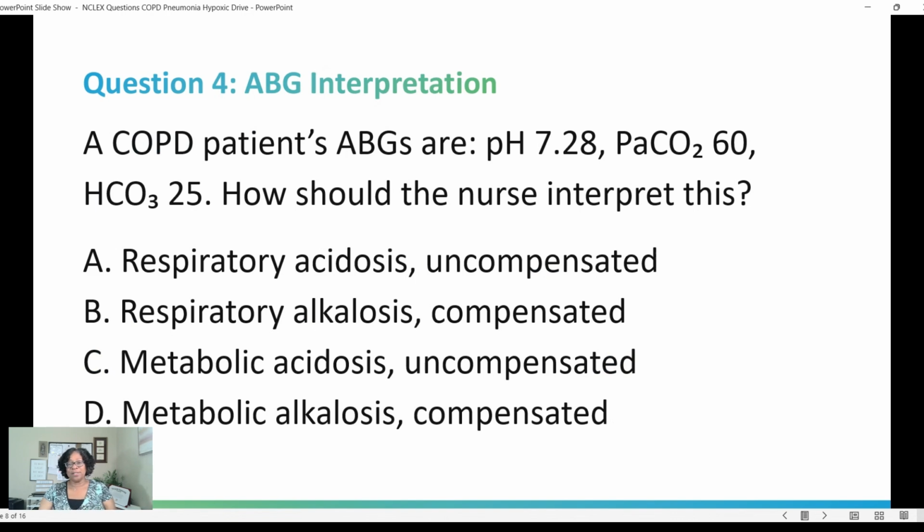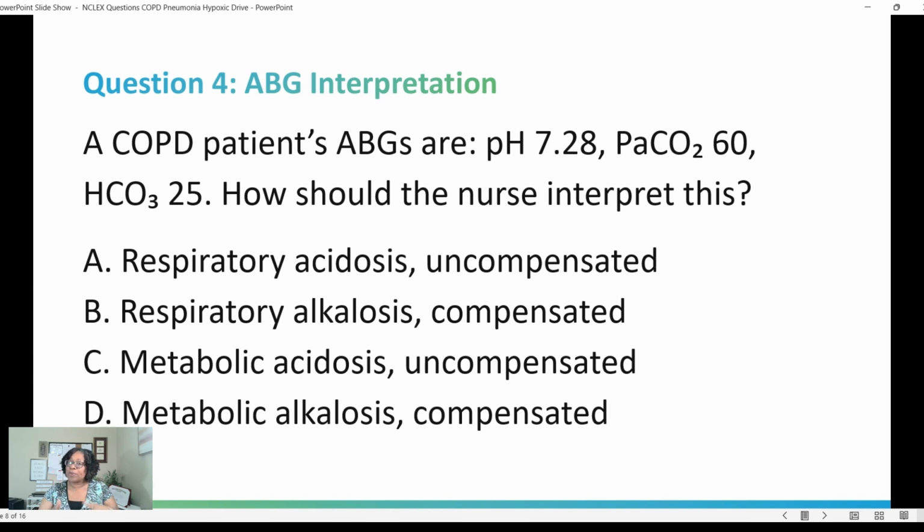ABG interpretation. So if COPD patient's ABGs are pH 7.28, PaCO2 60, bicarb 25, how should the nurse interpret this? A, respiratory acidosis uncompensated. B, respiratory alkalosis compensated. C, metabolic acidosis uncompensated. Or D, metabolic alkalosis compensated. So let's break this down, alrighty?